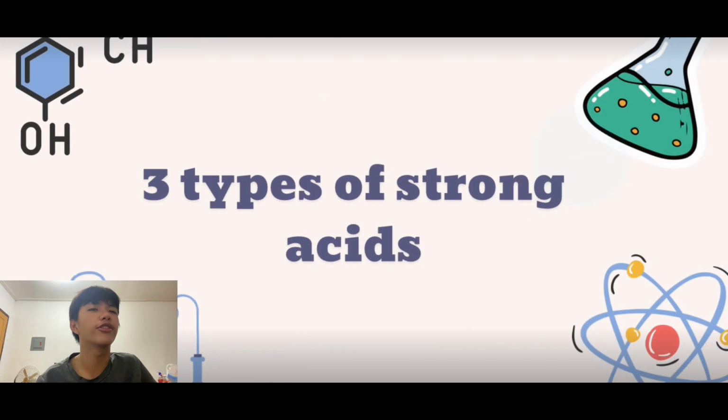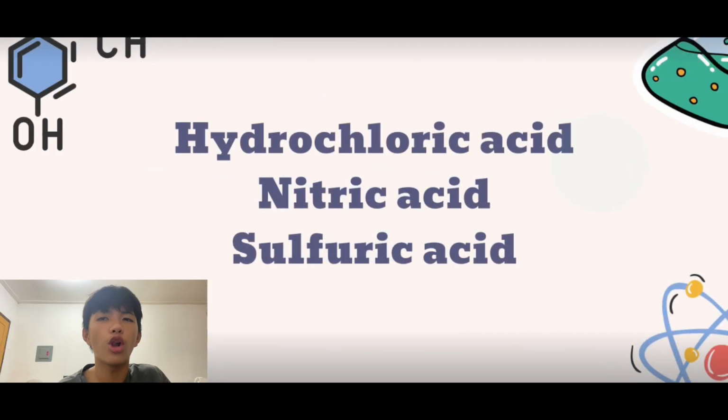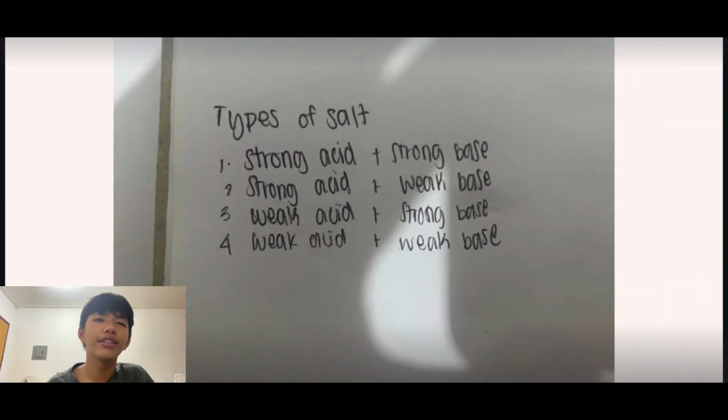There are three types of strong acids, which are hydrochloric acid, nitric acid, and sulfuric acid. As you can see here on the screen, there are 4 types of salt: strong acid plus strong base, strong acid plus weak base, weak acid plus strong base, and weak acid plus weak base. These are the 4 types of salt.